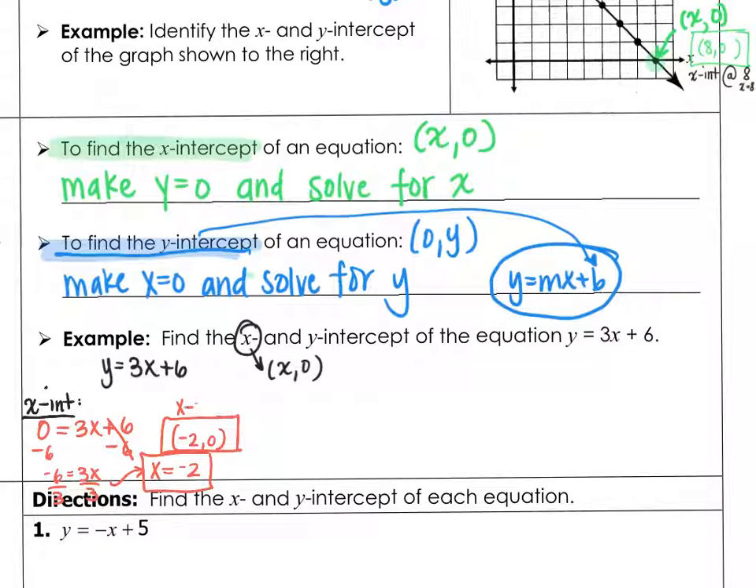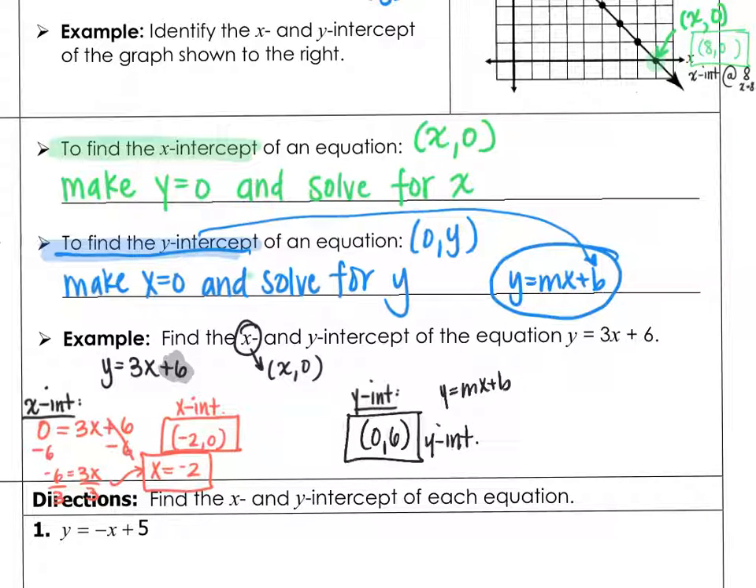That's my x-intercept. Now my y-intercept, you can find it by making x equal to 0, or you can take a look and see that this is in slope-intercept form. So it's already written as y equals mx plus b. So my y-intercept is right here at positive 6. So 0 comma positive 6 is my y-intercept.